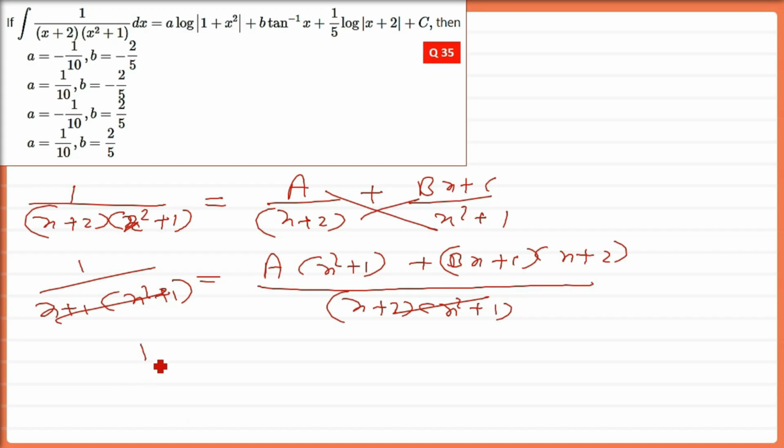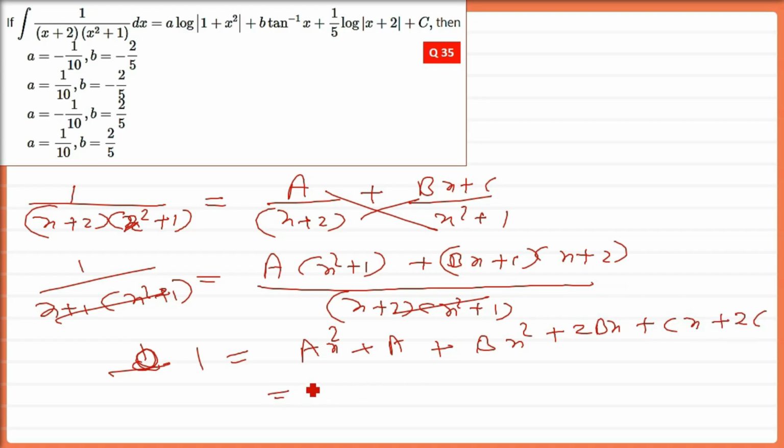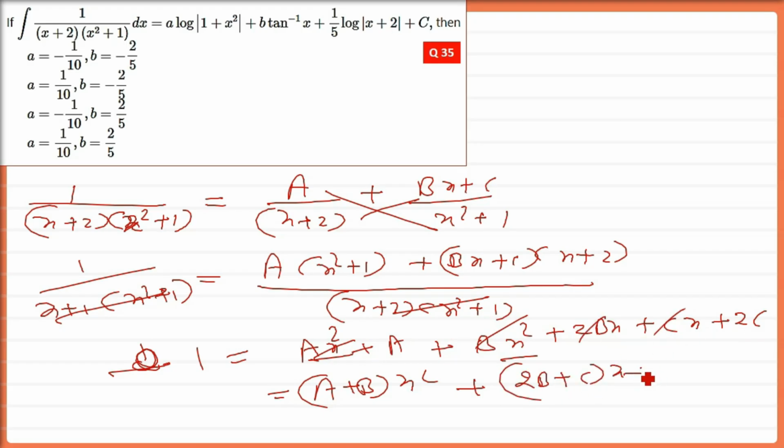It gets cancelled out. 1 will be equal to, I'm multiplying now, Ax square plus A plus Bx square, then twice of Bx, then Cx, then twice of C. Now let's match it. Ax square plus Bx square, you can take x square common. A plus B will come. Then we'll take the x term, 2Bx plus Cx. So 2B plus C, x will come. Then we have A plus 2C. So 1 will be on the left.